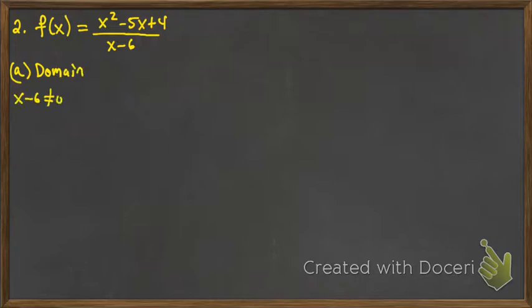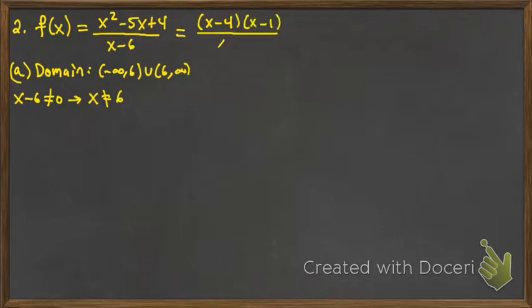All right, so let's go ahead and find the domain, and that's finding the restriction. So x minus 6 can't be 0, so x cannot be 6. So it'll be minus infinity to 6, union 6 to infinity. We'll go ahead and factor: x minus 4, x minus 1, all over x minus 6. There are no factors that divide out, so there are no holes. And 6 will be our vertical asymptote.